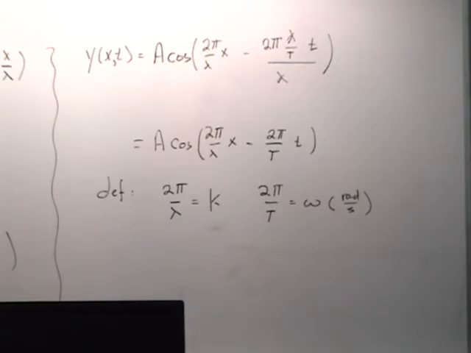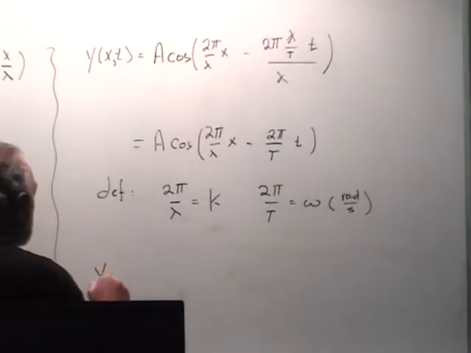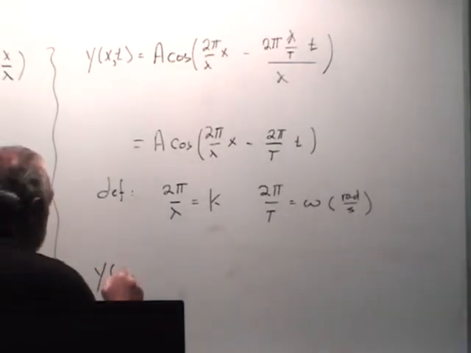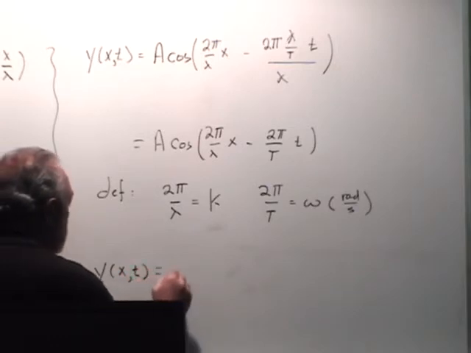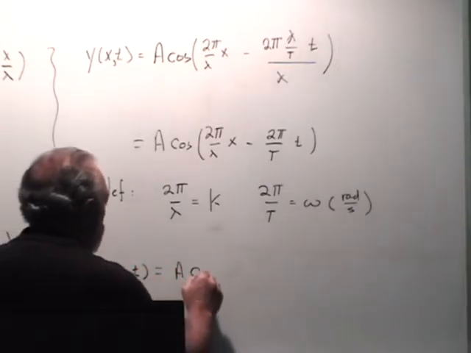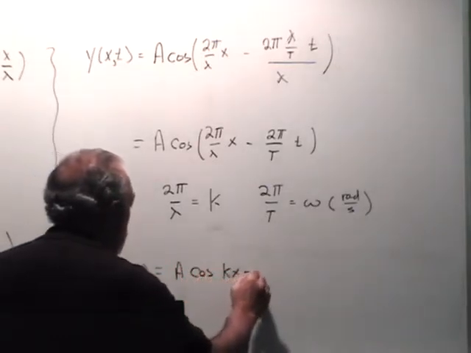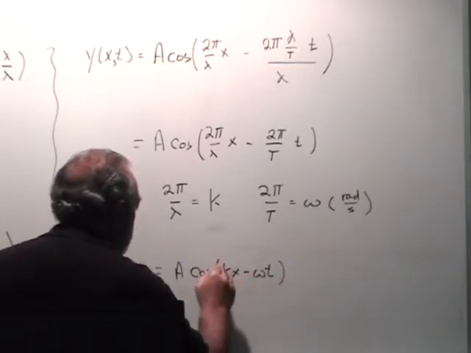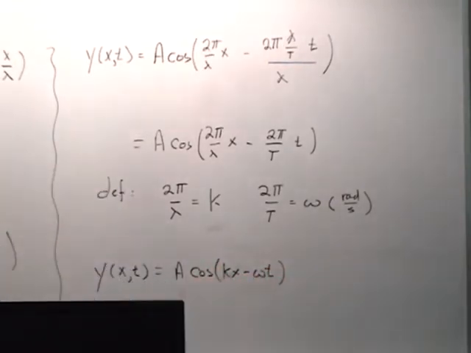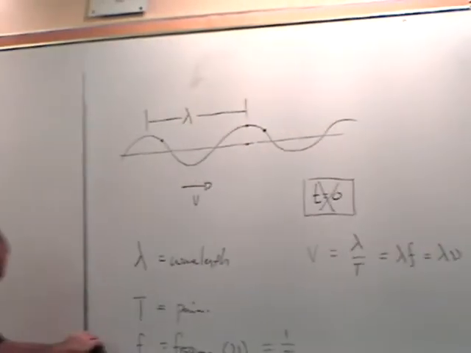So finally, our waveform now takes this very familiar shape: y of x and t is equal to a cosine of kx minus omega t. So that's the beginning of our standard waveform. We're going to use the cosine function very frequently in class when we're studying waveforms.